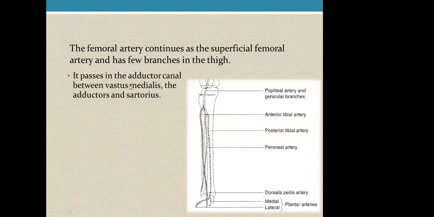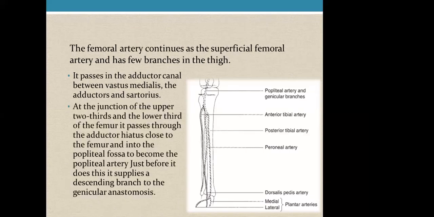It passes in the adductor canal between the vastus medialis, the adductor, and the sartorius. At the junction of the upper 2/3 and the lower third of the femur, it passes through the adductor hiatus, close to the femur, and into the popliteal fossa to become the popliteal artery. We can see it right here, the popliteal artery, just before it supplies the descending branch to the genicular anastomosis. This is the popliteal artery, and this is the genicular anastomosis.